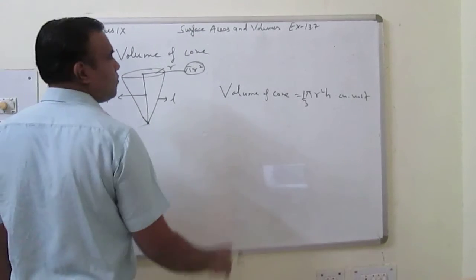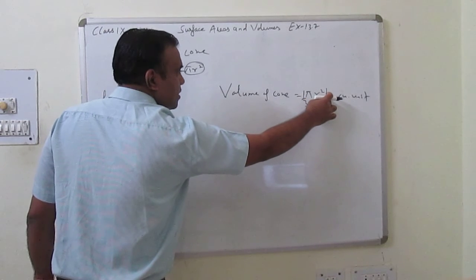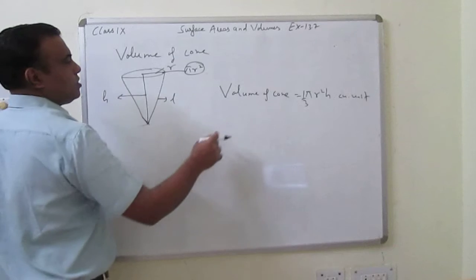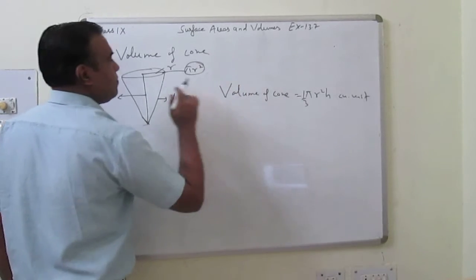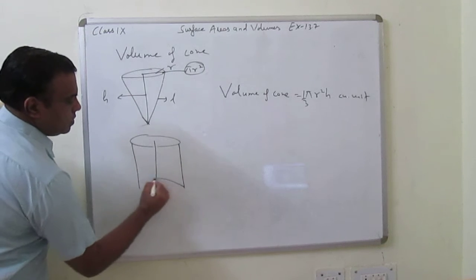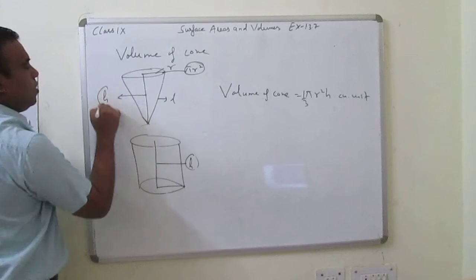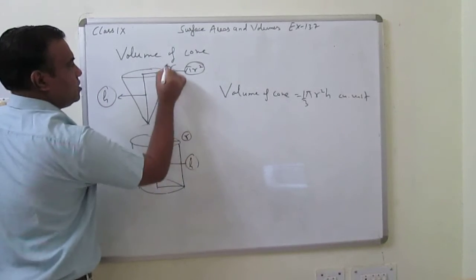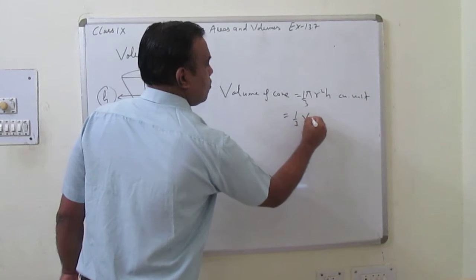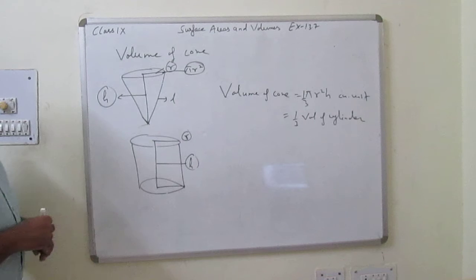It is 1/3 of the volume of cylinder. When radius and height of cylinder are equal to the cone, जब r और h cone और cylinder के बराबर होंगे, see here, this height is equal, this radius is equal, then volume of cone is 1/3 volume of cylinder.